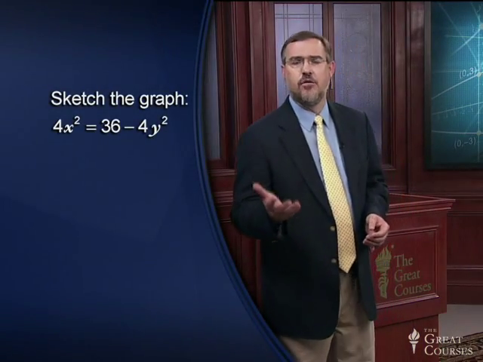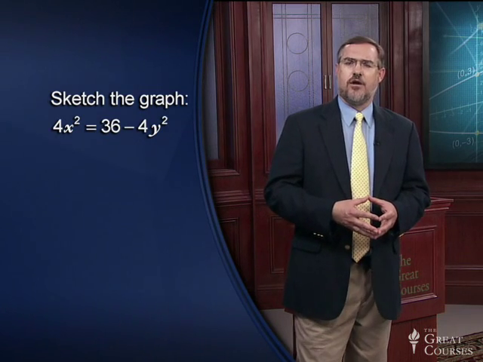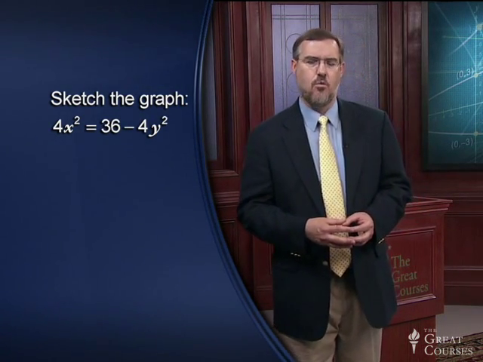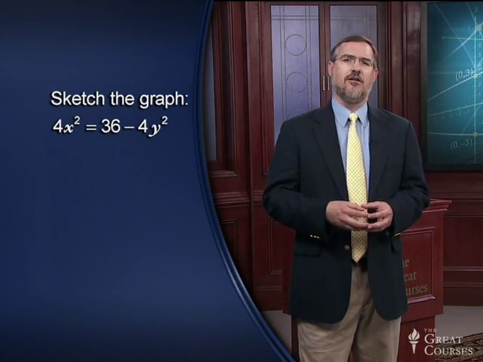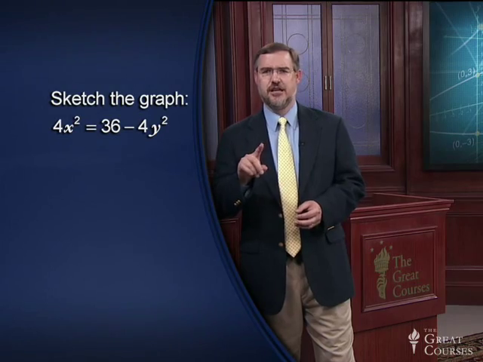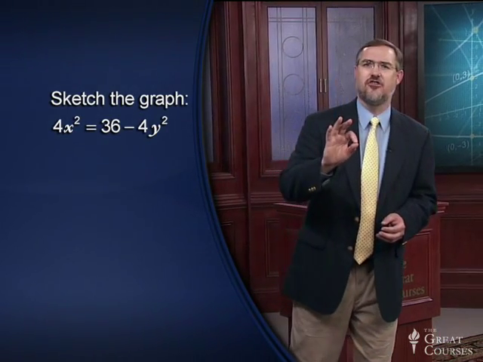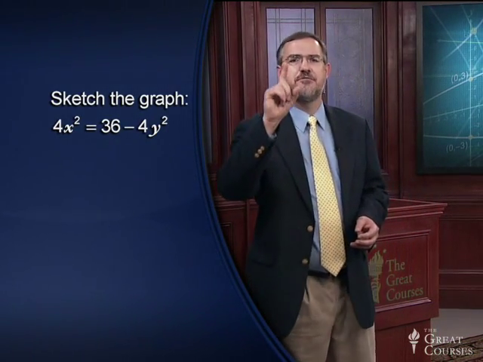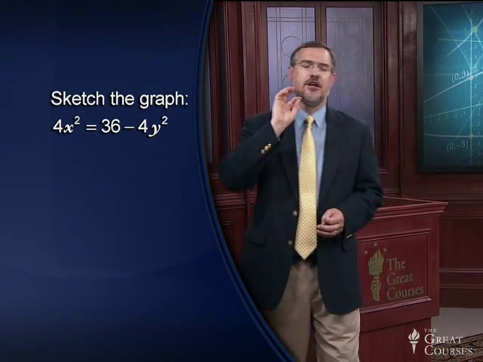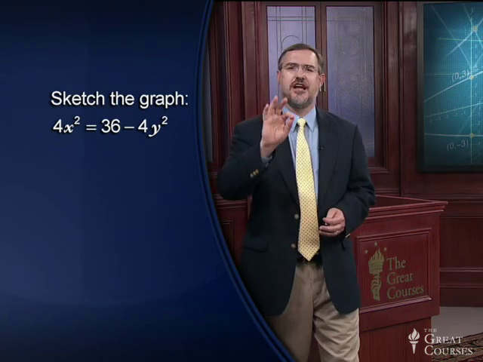Sketch the graph of the equation 4x squared equals 36 minus 4y squared. Now, that's actually a pretty tricky equation, and there's a reason it's tricky, because you look at that minus sign and you might say to yourself, this must be a hyperbola. But the problem is that the equation is not in any sort of standard form.